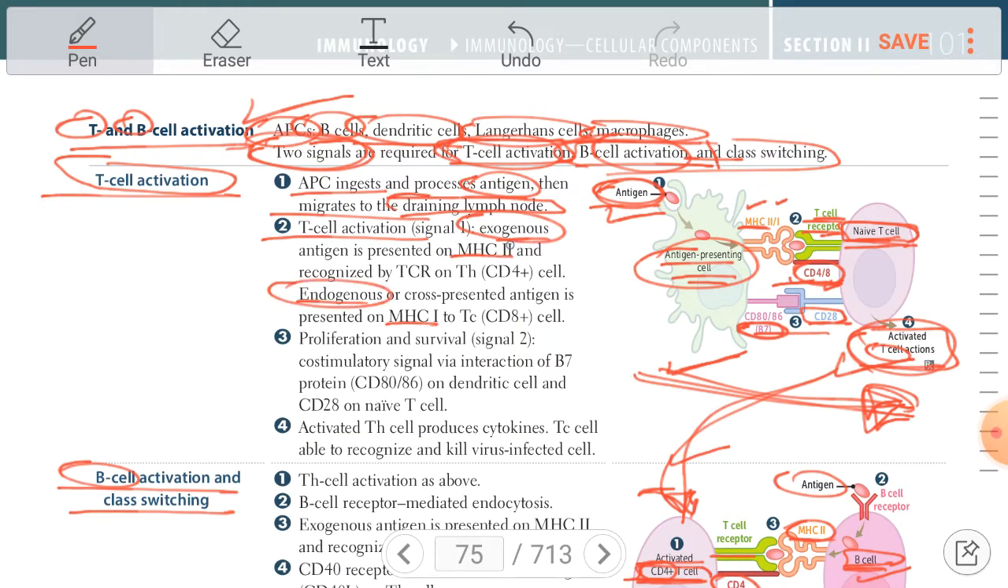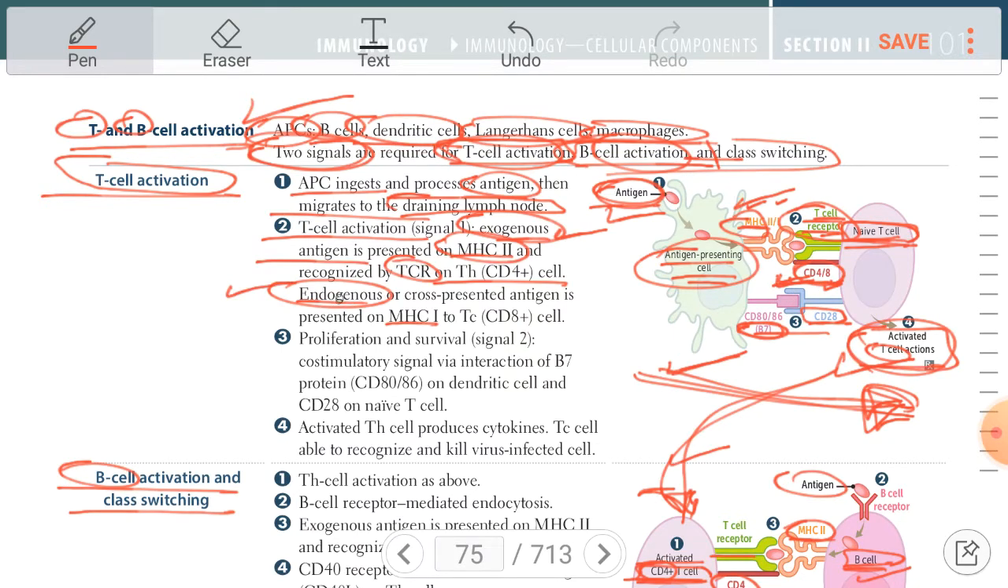So exogenous in case of what? Exogenous antigen presented on what? MHC2. So MHC2 in this case because it's exogenous, so it will bind to what? To which one? MHC2 will bind to CD4. So here it will bind to CD4 plus T cell receptor.